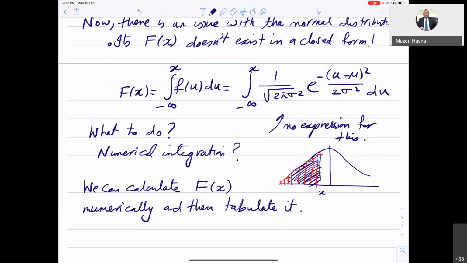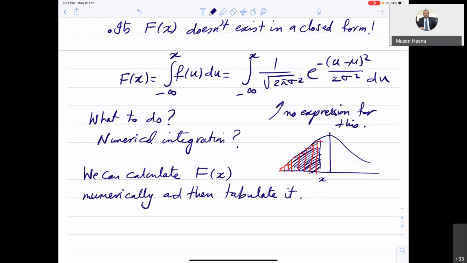Then, if we cannot calculate this, we do numerical integration. MATLAB does it. Mathematica is even more powerful than MATLAB in doing numerical integration. And then we have a table that tells us what F of 3 is, and you look up the value and use it in your calculation. But what's the problem with this? There's another issue.